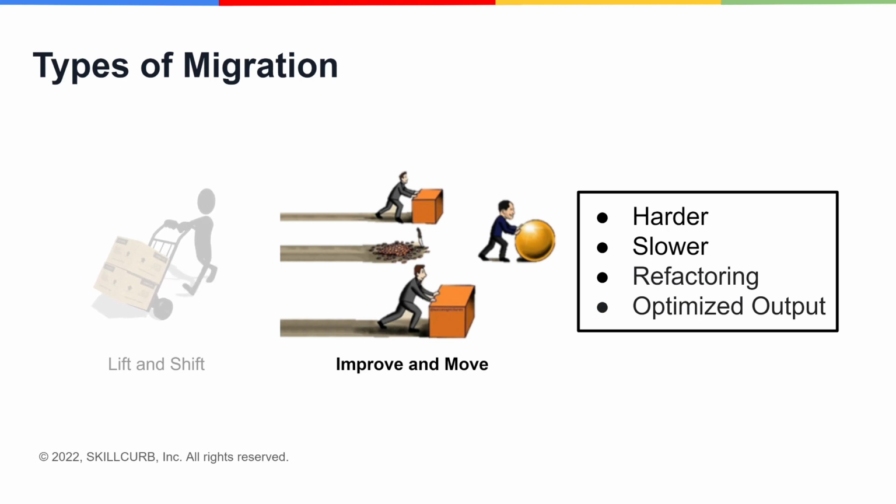In an improve and move migration, you modernize the workload while migrating it. The workloads are refactored to take advantage of cloud-native capabilities and not just to make them work in the new environment. You can improve each workload for performance, features, cost, or user experience. They take longer than lift and shift migrations because they must be refactored in order for the app to migrate. You need to evaluate the extra time and effort as part of the life cycle of the application. It might also require you to learn new skills.